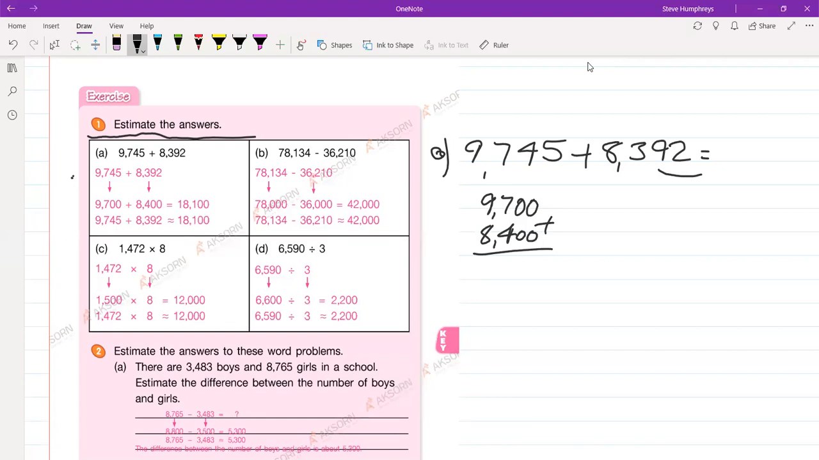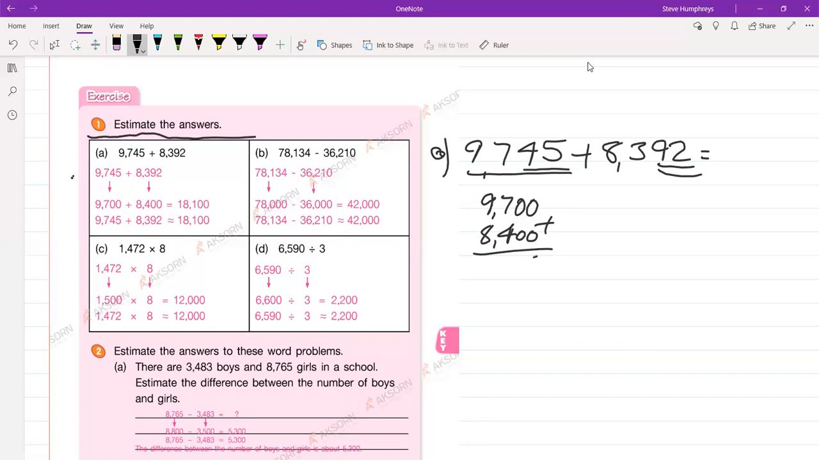The nearest 100, or the nearest multiple of, sorry, it's the nearest 100. Let's get that clear. I rounded 9,745 down to the nearest 100. Looked at the last two digits, 45, rounded down to 9,700. And 8,392, I looked at the last two digits and I rounded it up to 8,400.